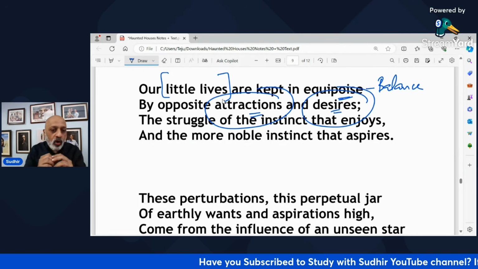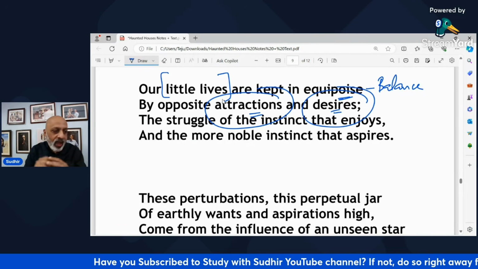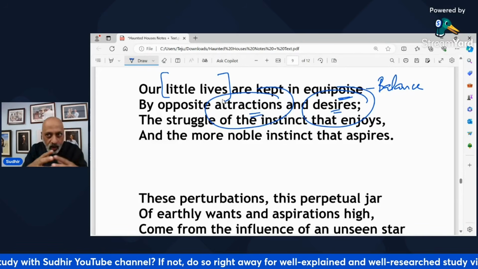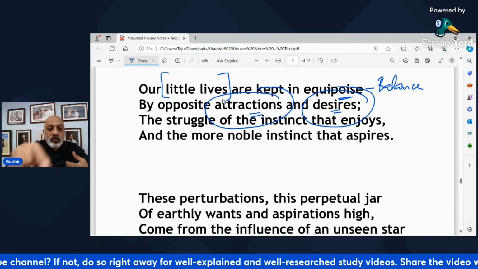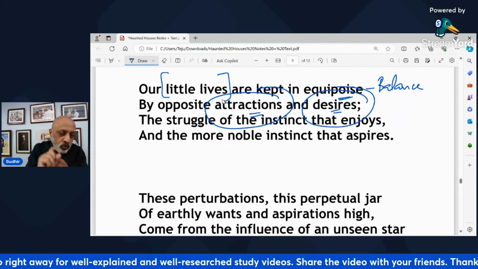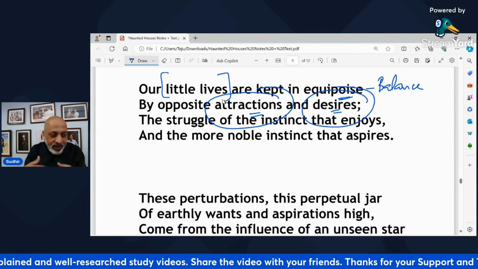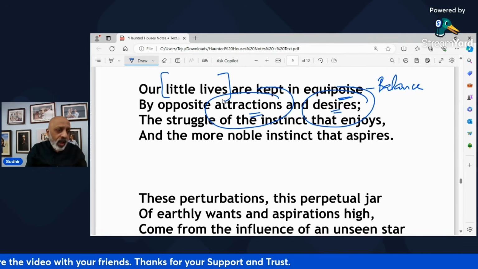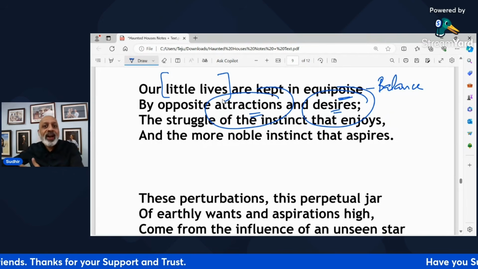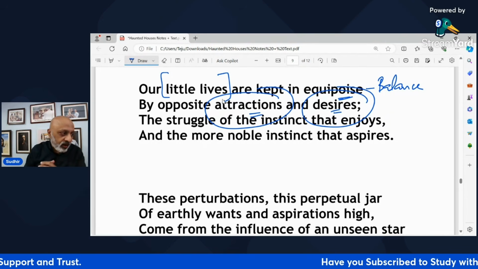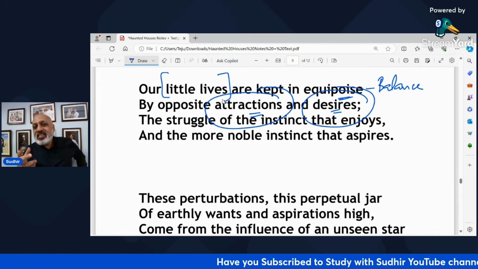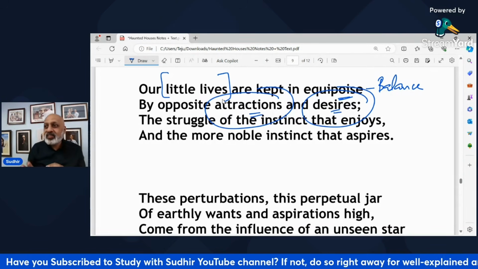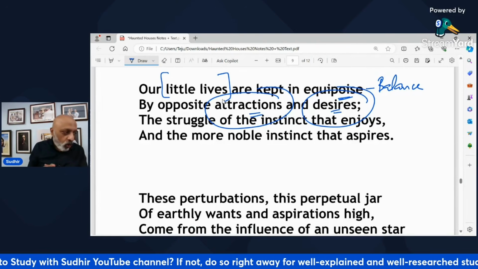Okay, so the struggle of the instinct that enjoys, the third line, and the more noble instinct that aspires, the fourth line. Now these two lines further elaborate on these two opposing forces of attractions and desires. So the instinct that enjoys represents our desire for pleasure and immediate gratification, we want fulfillment of that desire. And that is something which is of a slightly base nature. It's a slightly primal kind of force, when we just want something which is not considered very positive in its quality.